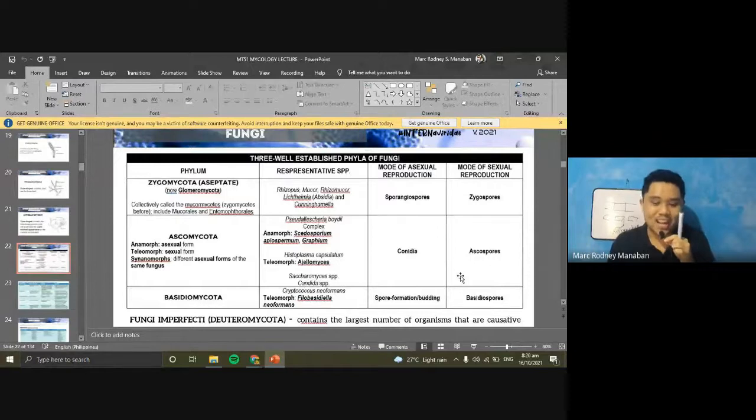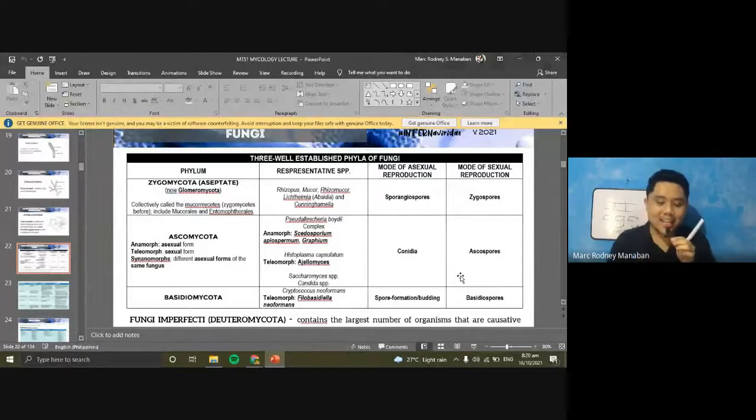Alright, so that's for the different stages. And it is challenging in fungi because the asexual and sexual forms have different names. So it is somewhat confusing. For example, Histoplasma capsulatum, its teleomorph is Ajellomyces. So there are many changes and so many names. So it is really challenging in mycology.